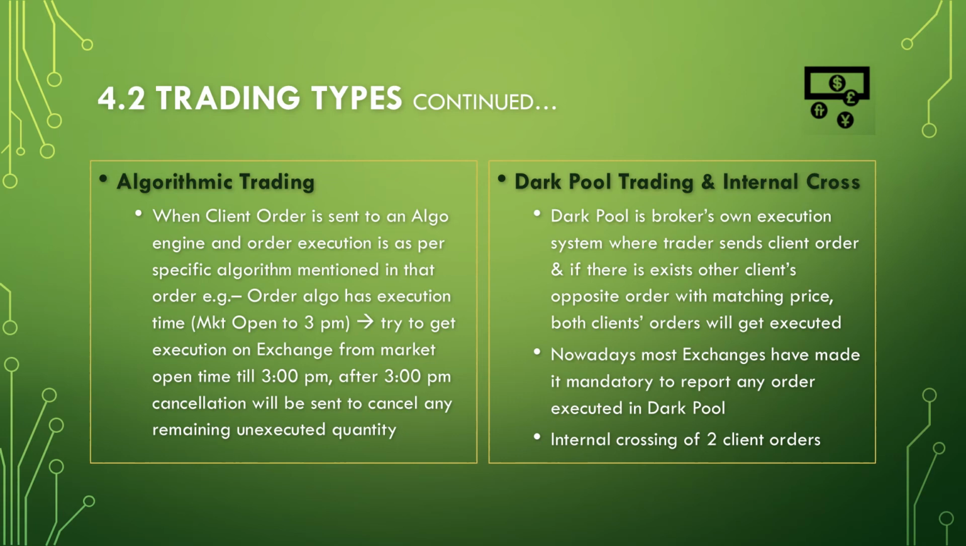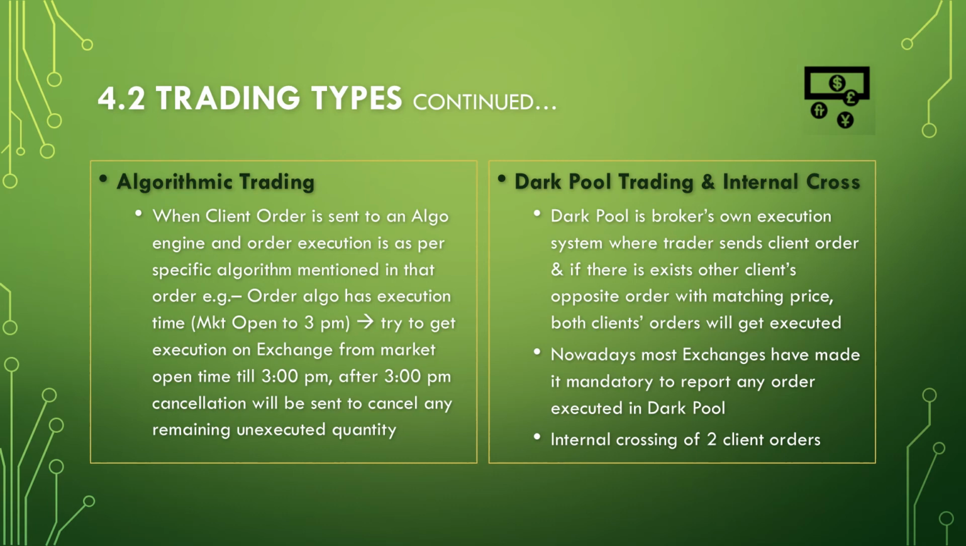Nowadays, execution is not as simple as just receiving the client's order and sending it over to the exchange or other venues for execution. Nowadays, algorithms have come into the picture, where the algorithms try to target some specific price or some specific time depending on whatever the algorithm is made for. So when a client order is sent to an algo engine, the order execution is as per the specific algorithm mentioned in that particular order.